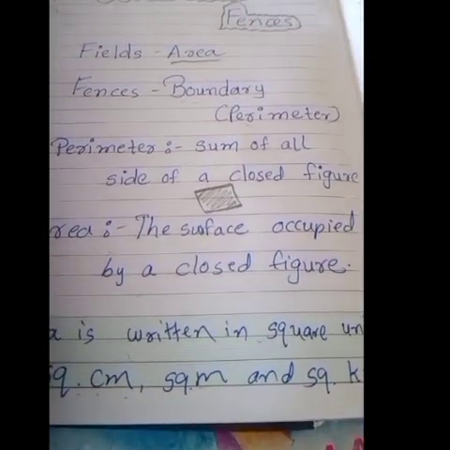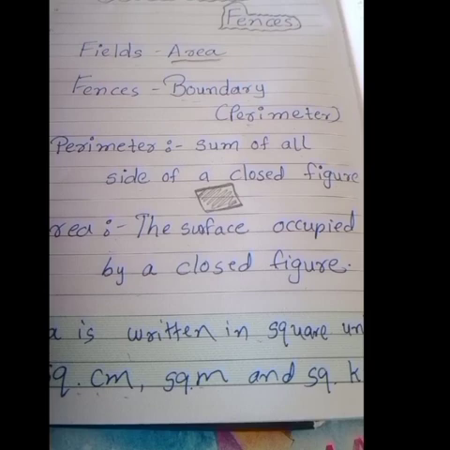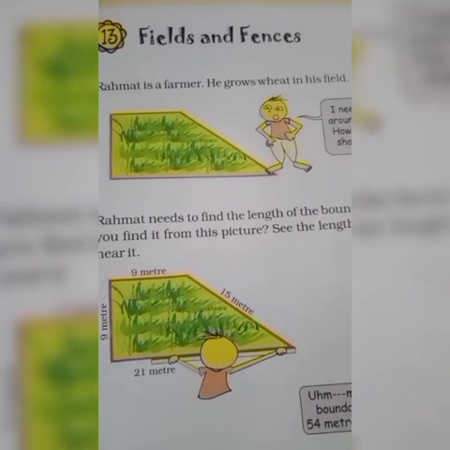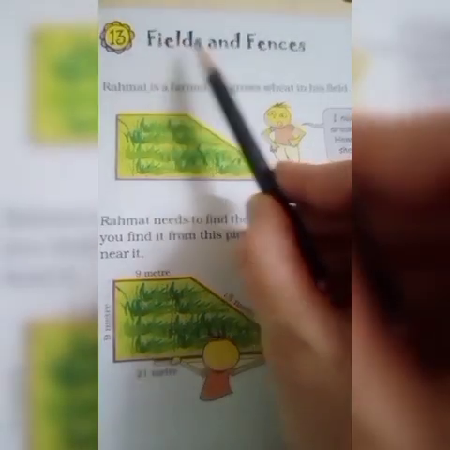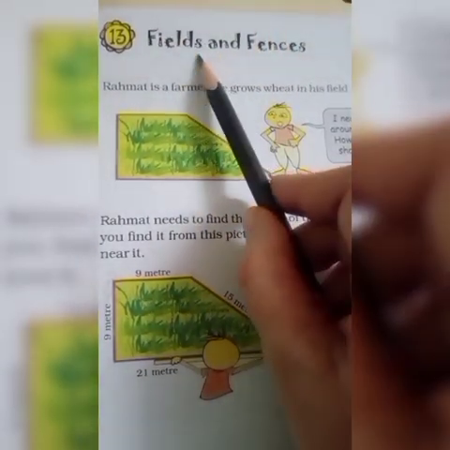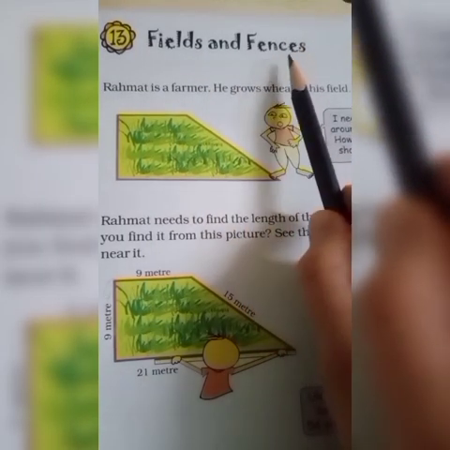Now students, I'm starting from your textbook. This was just the explanation of basic information of fields and fences. Now let's see in our textbook. So here is your textbook chapter, page number 149, Fields and Fences. As I explained to you, fields means area, fences means boundary, or we can say perimeter.